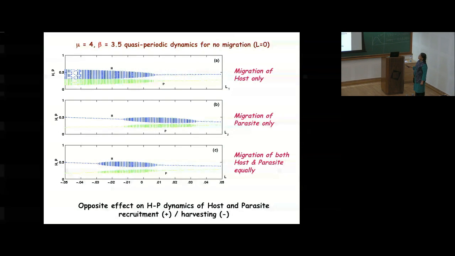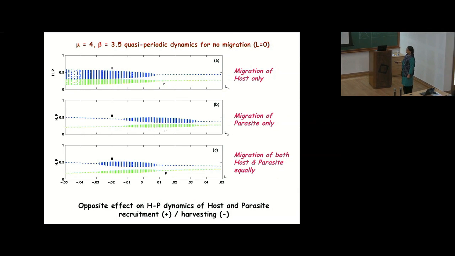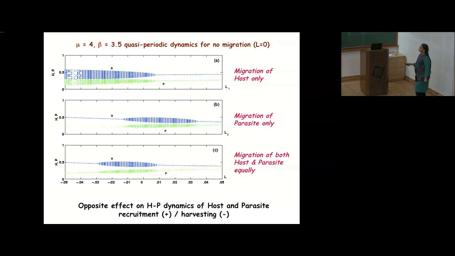And as you increase L, this is when migration is allowed only in host, migration is allowed only in parasite, and both of them have migration. So these are fixed, constant migration. You can see that as you increase immigration, that is positive migration on the host, then a chaotic HP system with chaotic dynamics slowly stabilizes, both of them.